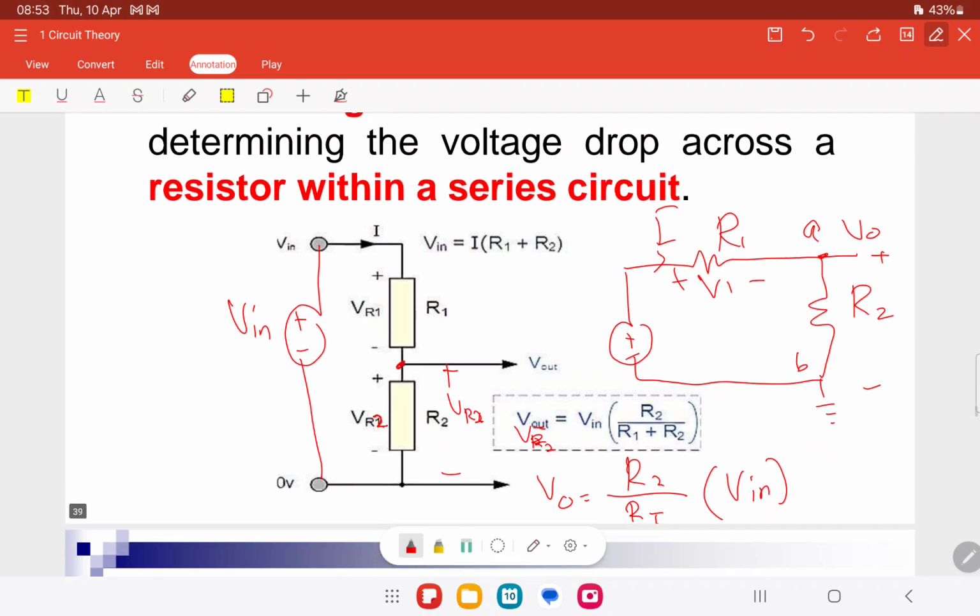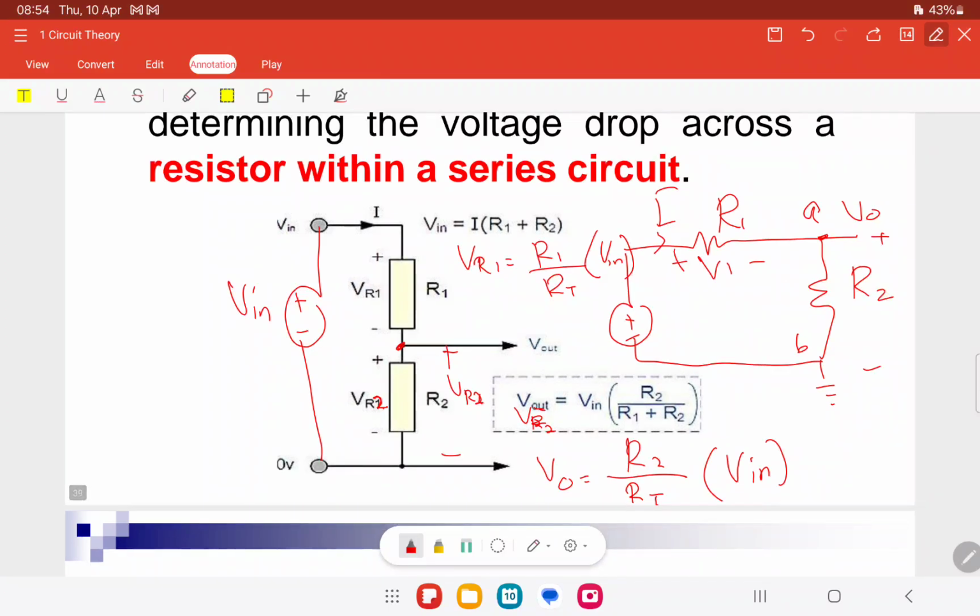So if we want to get VR1, how? Supply first or resistor first, either is fine. R1 over R total, or over R1 plus R2, multiplied with V in, the supply. So when you get VR1, V in must equal VR1 plus VR2. Or once you have VR2, to get VR1 just subtract from V in.